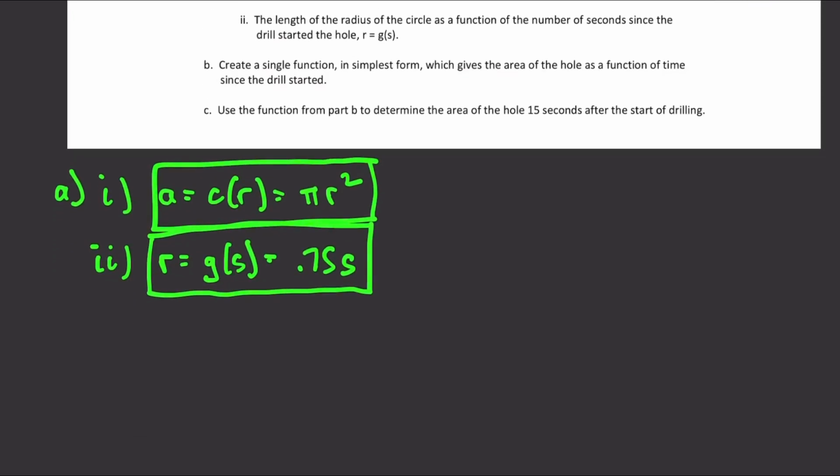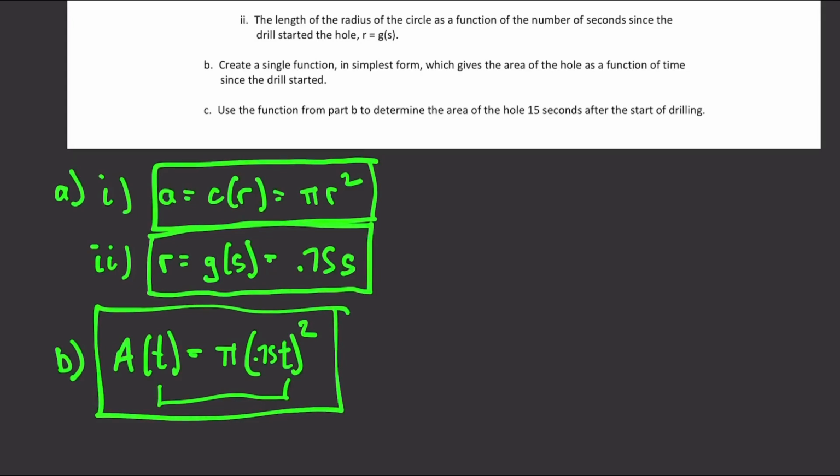So now part B. It says create a single function in simplest form, which gives the area of the hole as a function of time since the drill started. All right, so area is a function of time since the drill started. Well, I'm going to be using pi r squared. And what's happening to my r? It's increasing 0.75 every second. So that's going to be 0.75 t. All right, you could have used s here. It doesn't really matter as long as you match these two up.